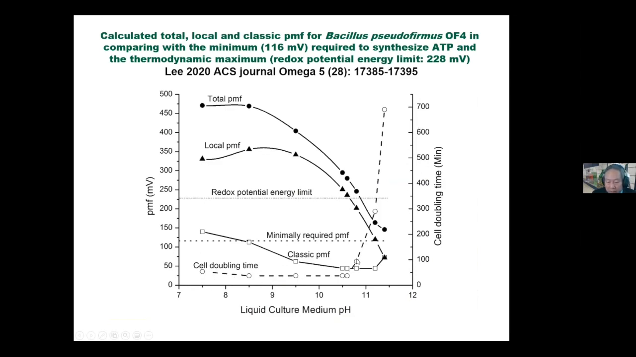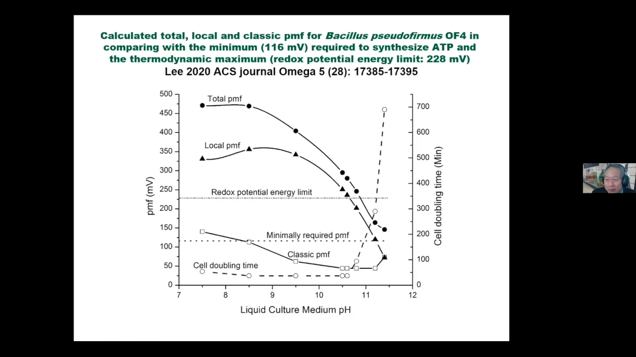So the cell doubling time is how long it takes for a cell to make a cell division, you know, one become two, right? Four become eight, eight become, you know, 16, right? The doubling time, okay? So you can see this bacteria, this culture, you know, can grow from pH 7.5 all the way to pH about 11 here. The doubling time is like below 100 minutes. So this cell is not slow, you know, every 2 hours, you know, doubles, okay, right?